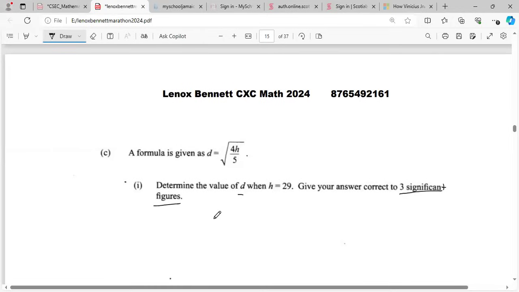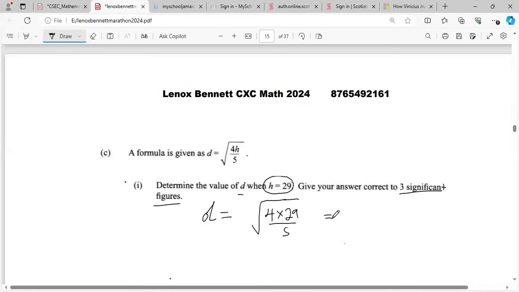Alright, so let's go. So we say D, that was given, right? So use the formula they give you, and it's 4. What's H? They give you H to be 29. So you're going to times it by 29, because 4H means 4 times H. That will give you 29 over 5. And then all you do now is work the top part first. So you multiply 4 times 29.